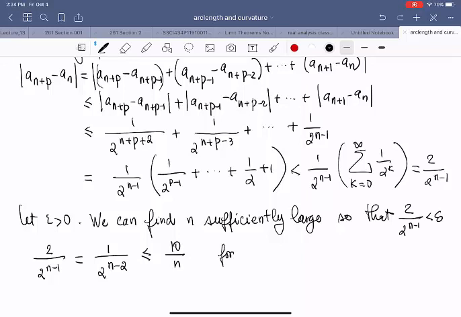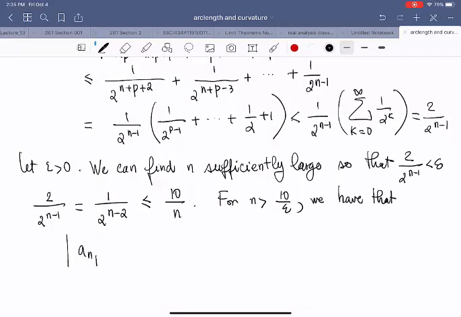So thus for little n bigger than 10 over epsilon, we have that the distance between a_{n+p} and a_n is in fact less than or equal to 1 over 2^{n-2}, which is less than or equal to 10 over n. And because n is bigger than 10 over epsilon, this can be made less than epsilon, proving that the sequence is in fact Cauchy, and because it's Cauchy, then it's necessarily convergent.